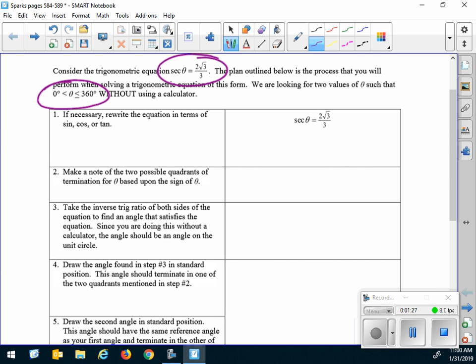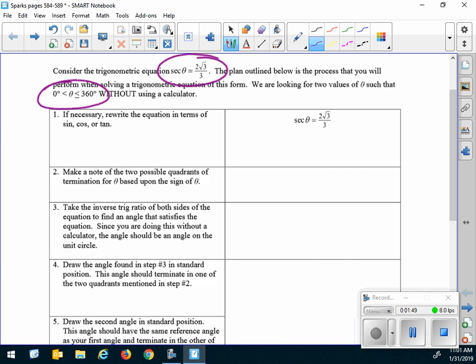If you know the secant, what else do you automatically know? The cosine. This number is positive, so cosine is positive. Oh my gosh, where is cosine positive? So you're going to have two answers. You're going to have an answer in quadrant 1 and an answer in quadrant 4. Okay? That's why it tells you two answers.